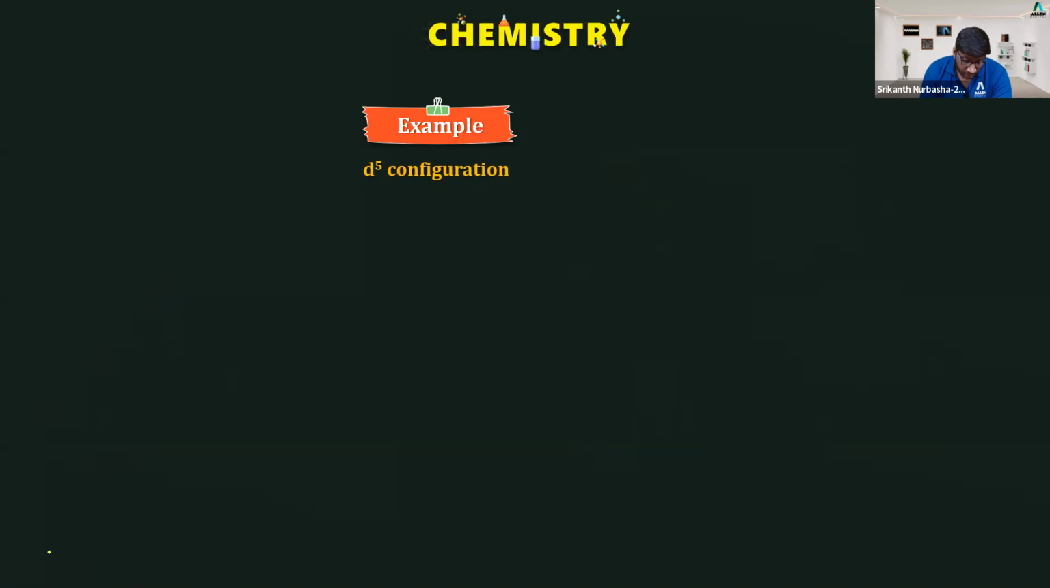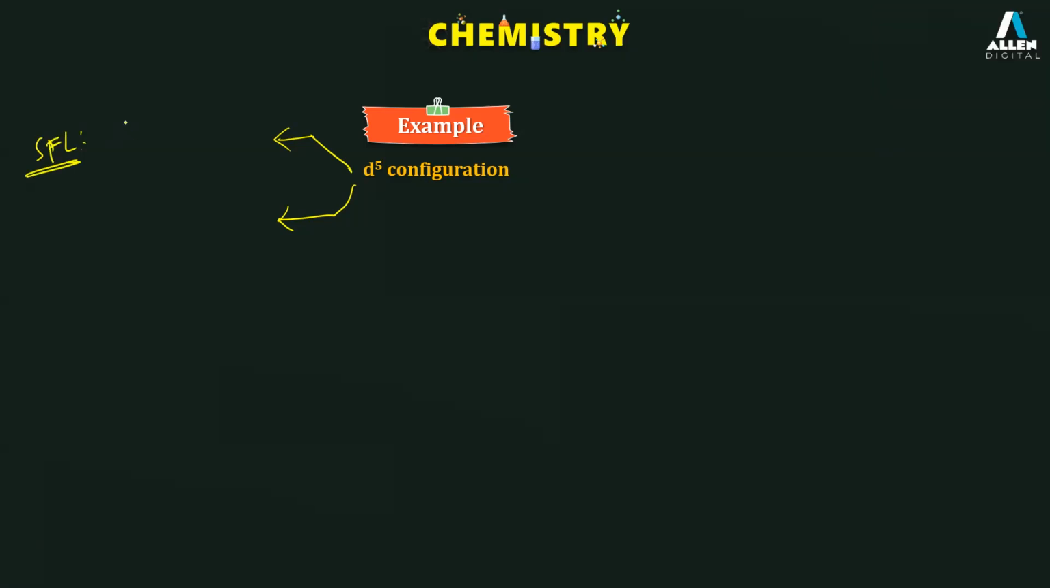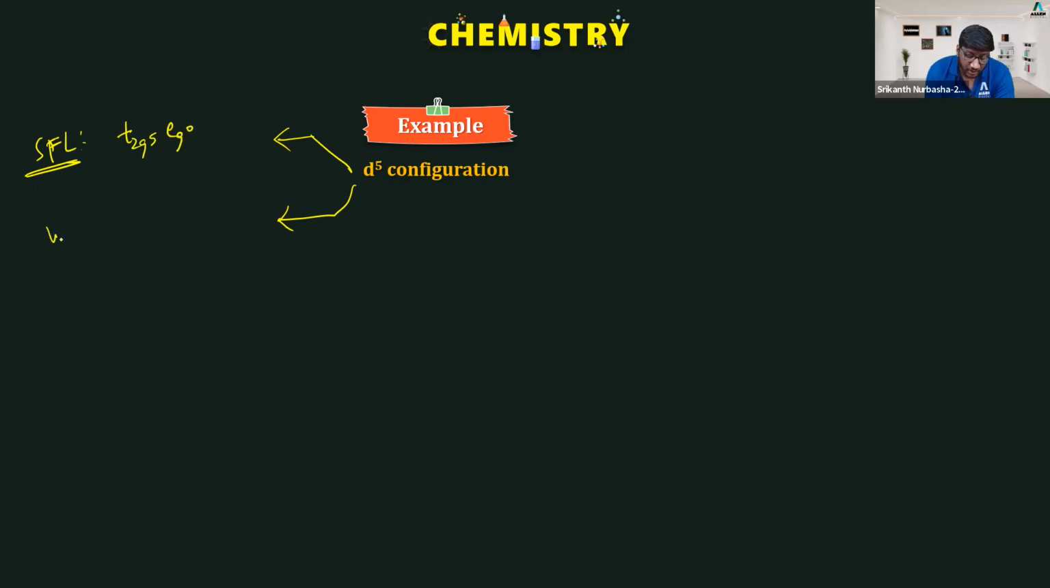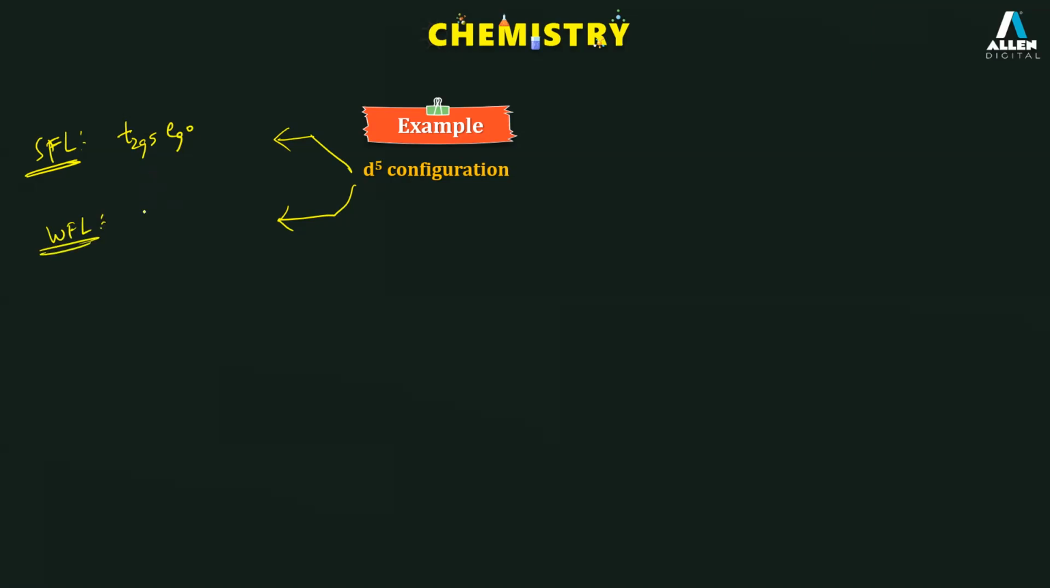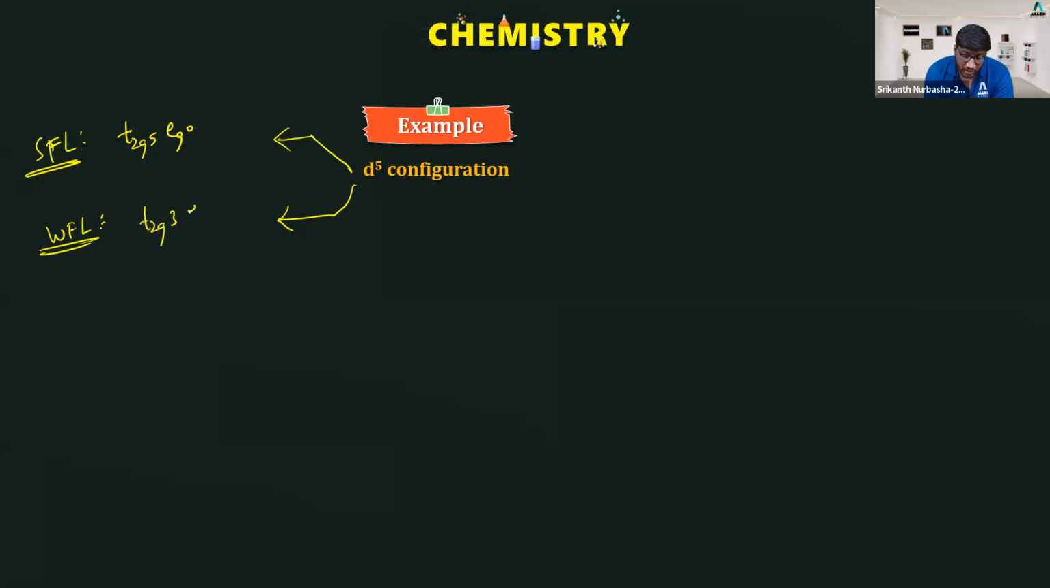So obviously low spin complex and high spin complex, why? Low spin because pairing happened, so spin decreased. High spin, pairing did not occur, so spin has been increased. D5 configuration, write down D5. In the same way, what is the electronic configuration of a D5 system in the presence of strong field ligand? SFL, strong field ligand. T2G5 EG0, very good. In the weak field ligand, T2G3 EG2, very good. So that will be the scenario.